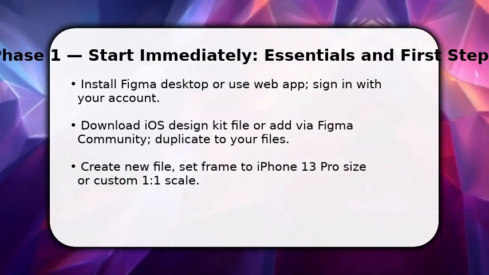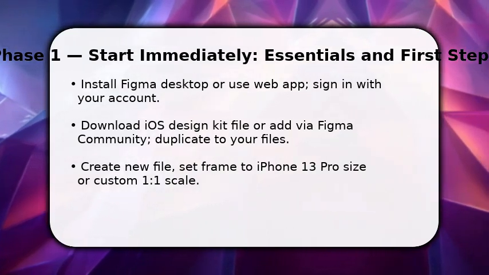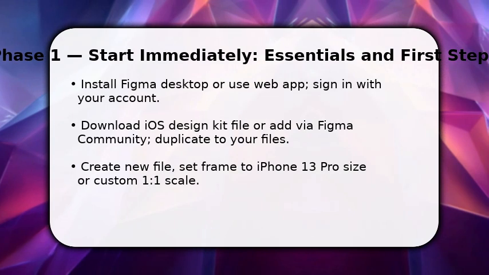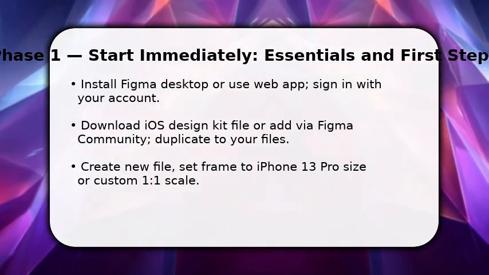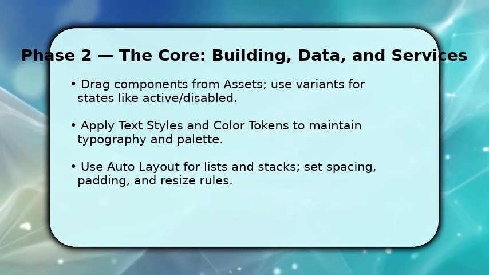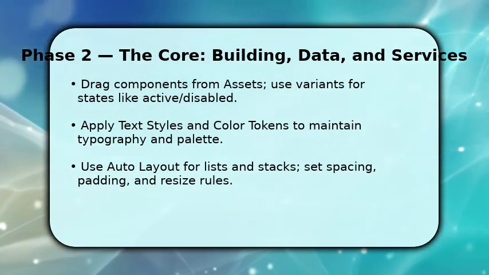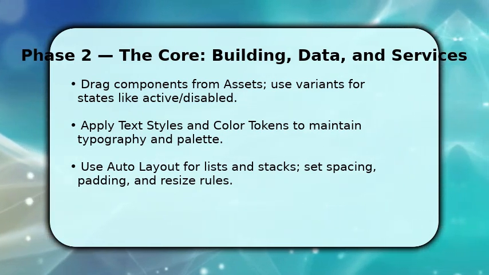Make sure to inspect the kit's components page. That gives you symbols, text styles, and color tokens you'll reuse throughout the design. Now you build screens by dragging components from assets and swapping variants for states, buttons, cells, and tab bars. You should apply text styles and color tokens instead of manually styling, because consistency saves time when iterating.